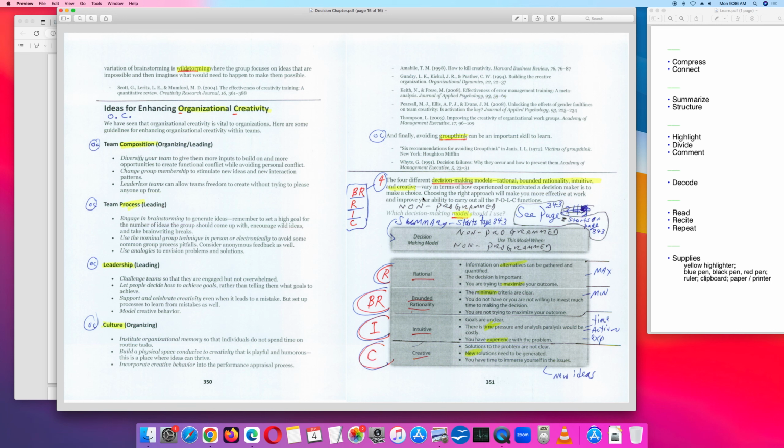So rational: maximize alternatives, best choice. Bounded rationality: minimum is the keyword. You pick the first thing that meets the minimum criteria. You buy the first car that you come across that's under $18,000. Next, intuitive. Intuitive is, for example, a pilot or a surgeon acting based on lots of experience and training. This is especially important when time is an issue, when there's time pressure. Then finally, creative: coming up with new ideas, different ways of thinking.